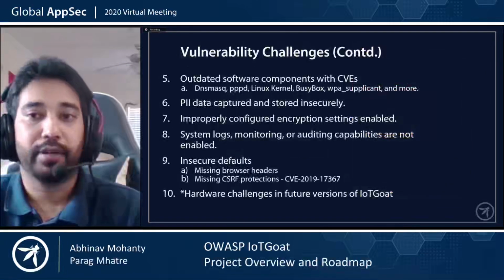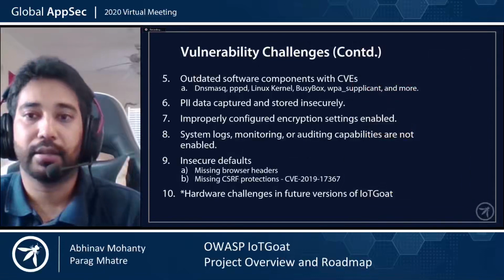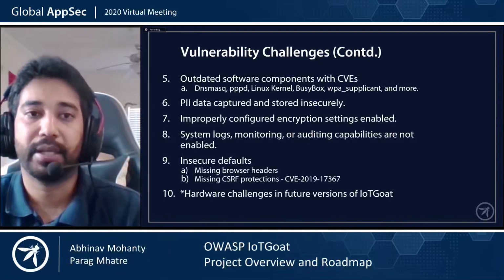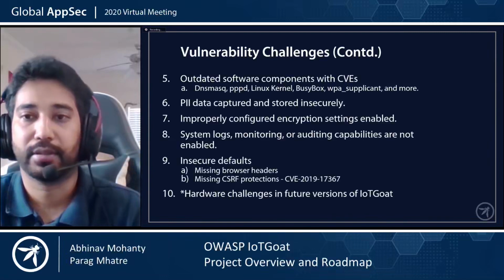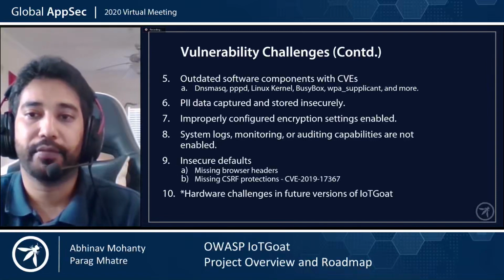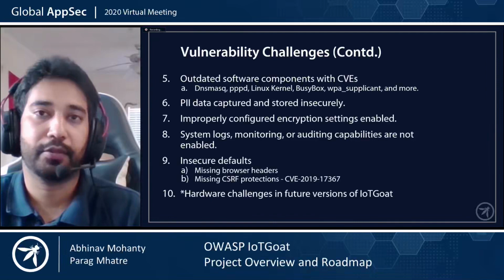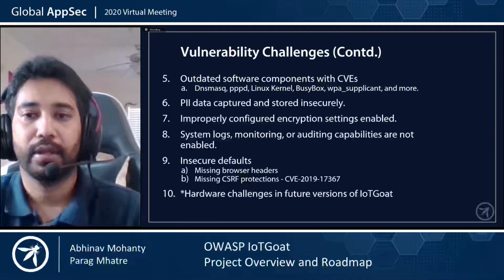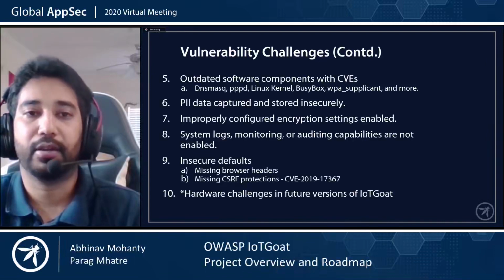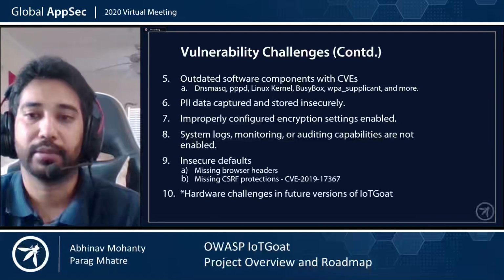Going further, we have downgraded a number of software components and included the ones which contain known CVEs. Some components that are vulnerable include, as I said, DNS mask, PPPD, the Linux kernel, BusyBox, and many more. Privacy protections have also been removed, and personal information is captured and stored insecurely. This is complemented by improper encryption settings, which leads to further insecure storage. Device management capabilities such as system logging, monitoring, and auditing capabilities have also been disabled.